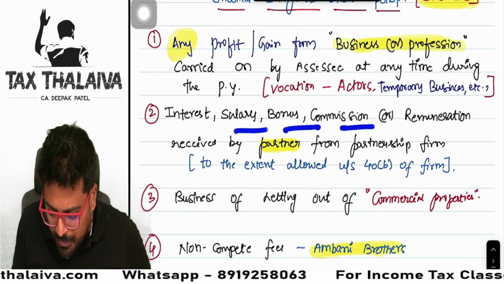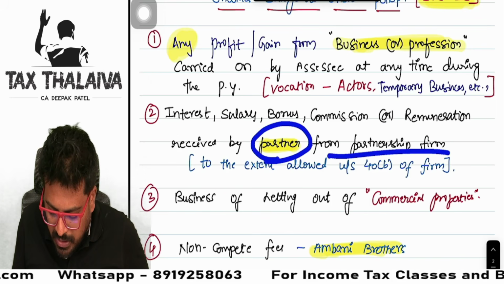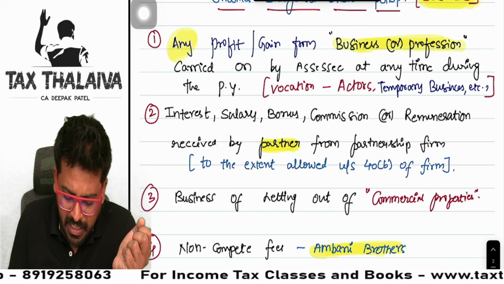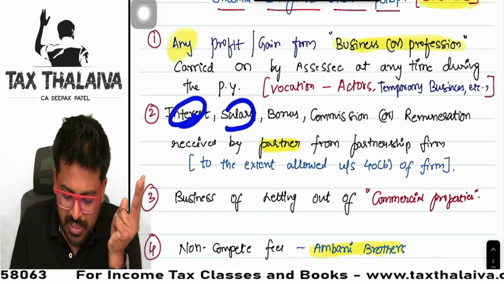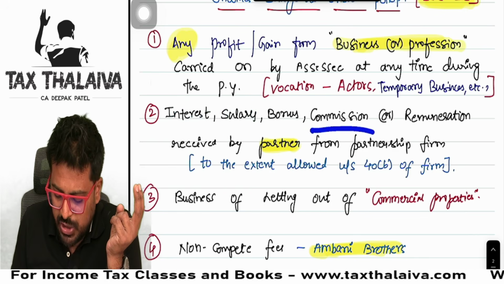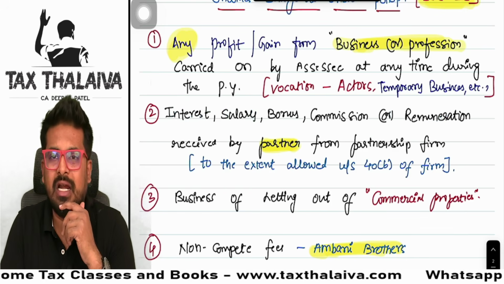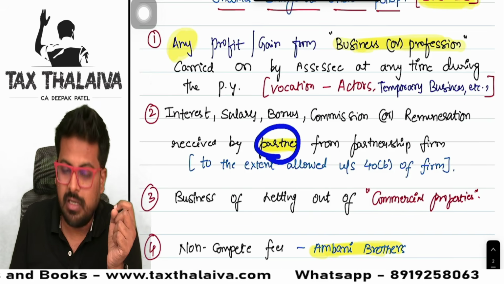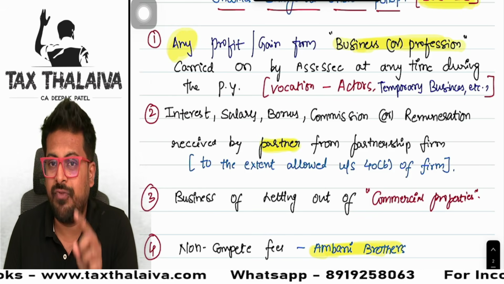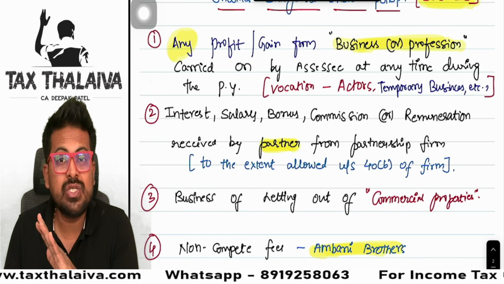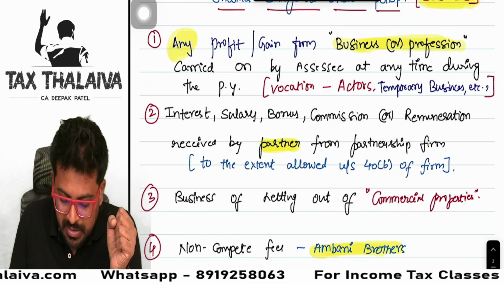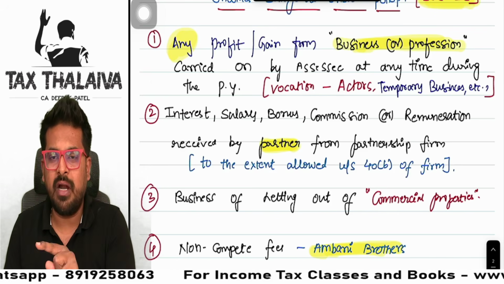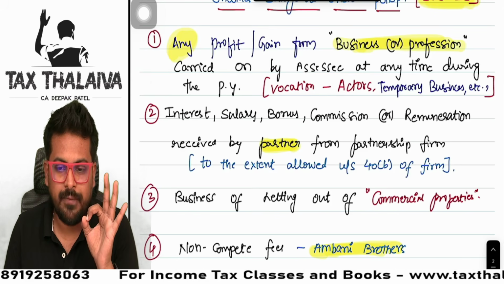Any interest, salary, bonus, commission, remuneration received by a partner from a partnership firm is also taxable under the PGBP head. Now you will be thinking, sir, interest should be taxable under IFOS, salary should come under the salaries head, and commission, remuneration should again go under the salary head. No sir, why are we taxing it under the PGBP head? Because mind you guys, a partner is an owner of a partnership firm, a part owner. He is not an employee, and that is why the salary, interest, whatever is received by a partner from the partnership firm in which he is a partner will be taxable under the PGBP head only.